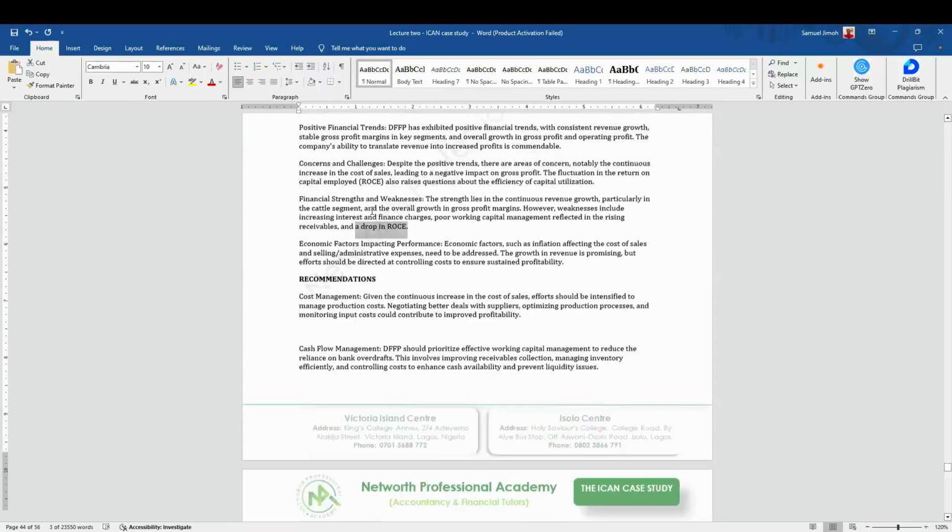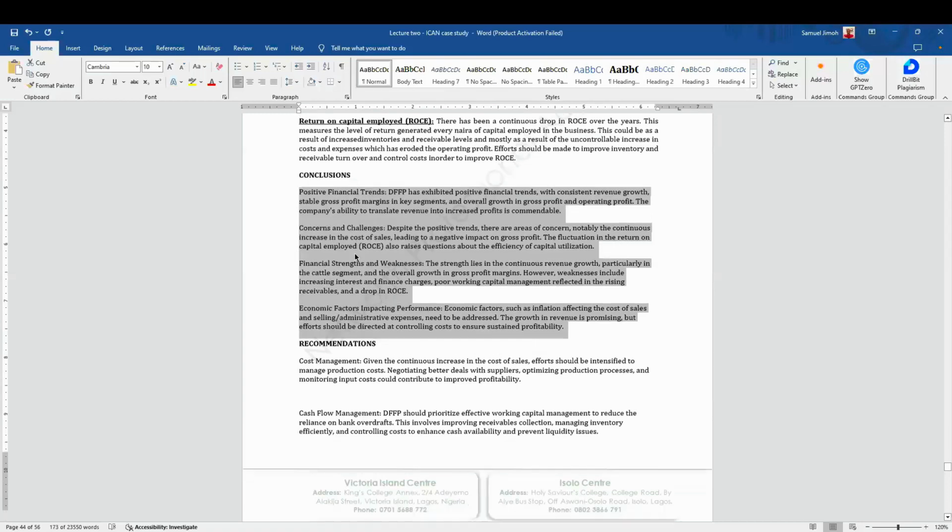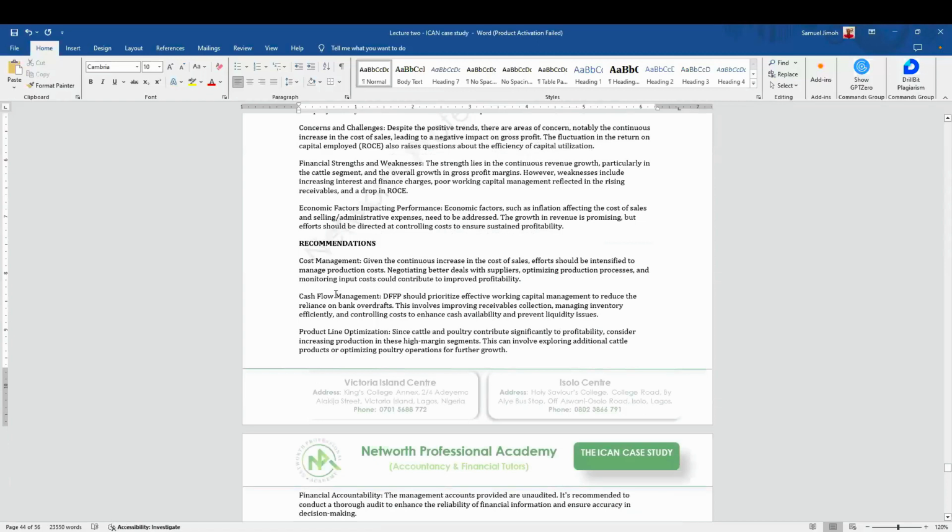So here is where you just conclude on those things you found out in your analysis. Your findings in the analysis, you make conclusions on them. Okay, then recommendation is the easiest part. You recommend on what they should do.